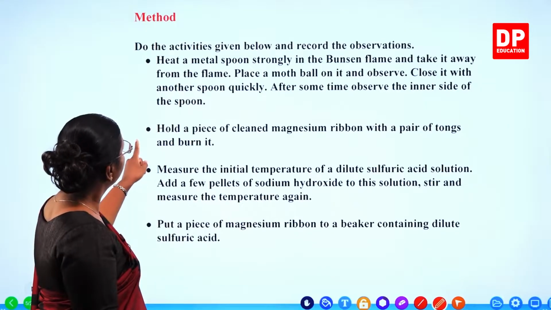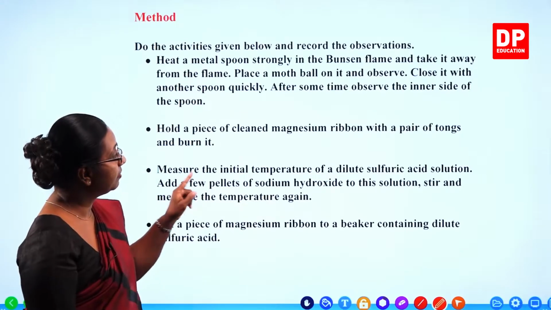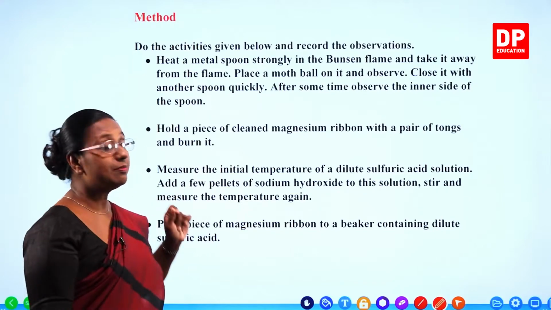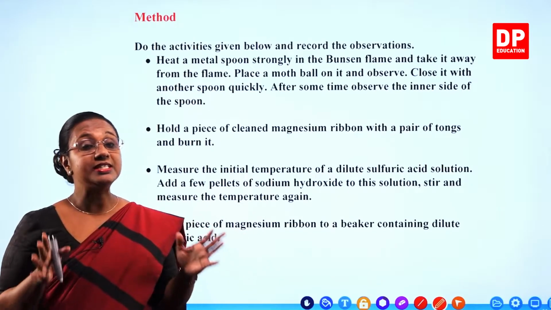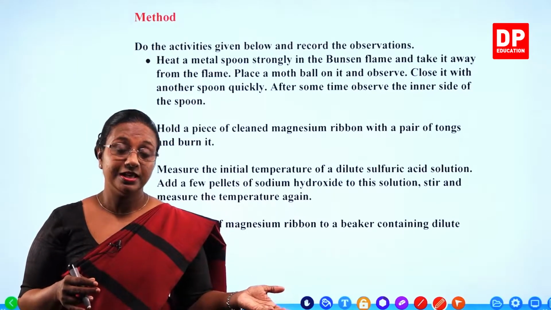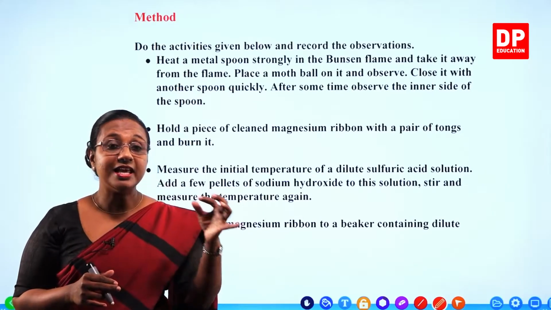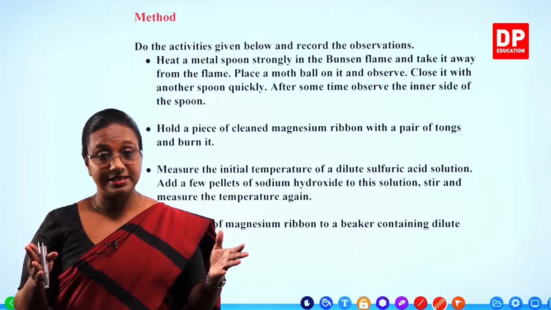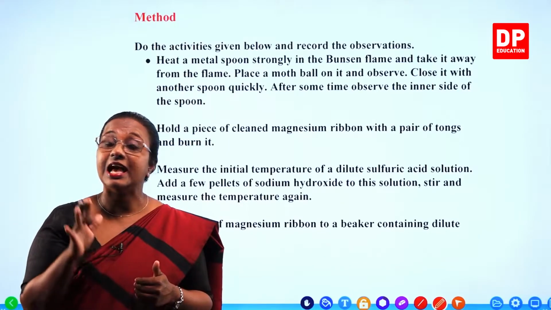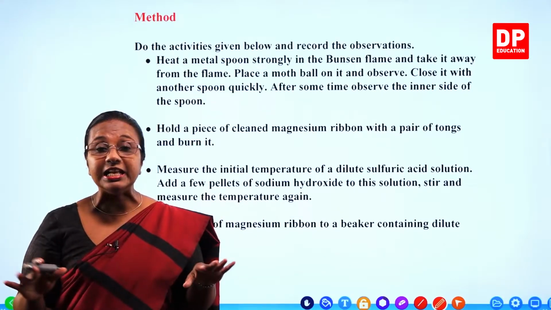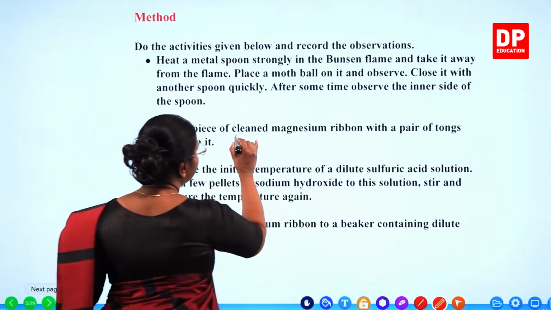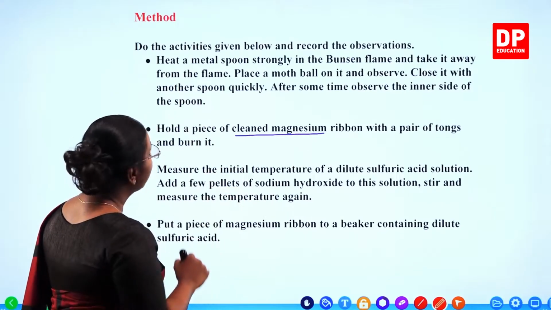Then the second one: hold a piece of cleaned magnesium ribbon with a pair of tongs and burn it. Why do they say cleaned magnesium ribbon? Normally, students, in the lab, the strip of magnesium ribbon gets tarnished quickly. There is a layer of magnesium oxide over the magnesium strip, and sometimes there is magnesium nitride also. So we need to clean it using sandpaper. Once you clean it, you get the shiny magnesium metal. That is why they say cleaned magnesium ribbon.